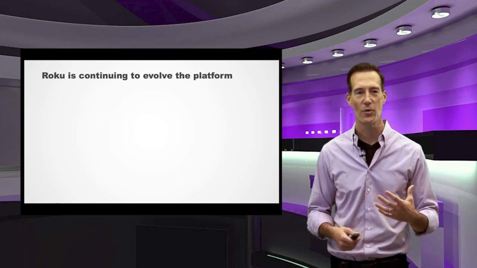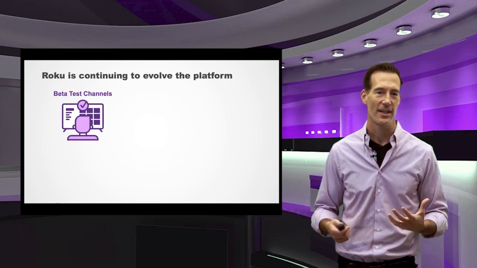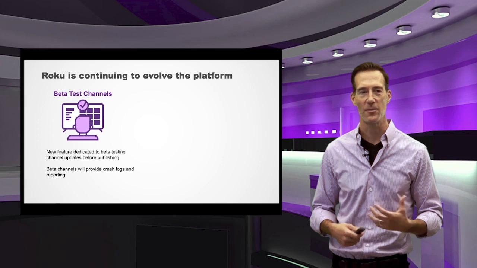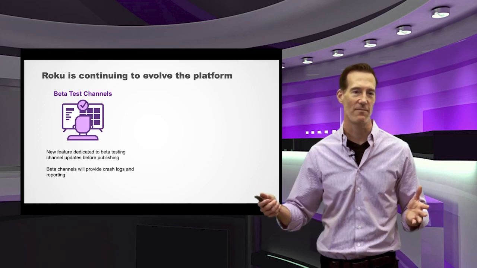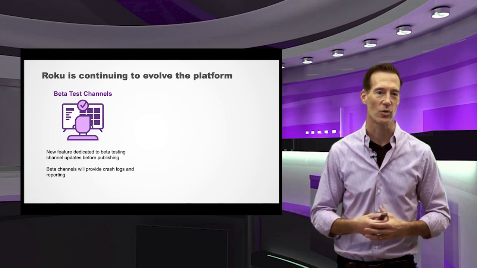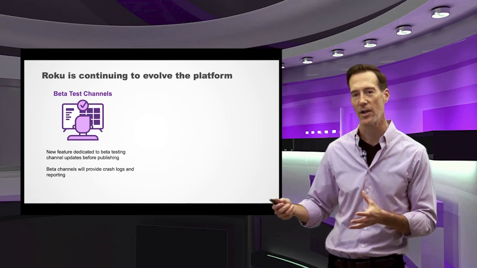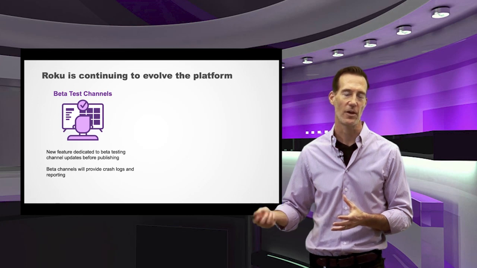And finally, two forward-looking developments that I wanted to share. First, we're making some improvements to beta testing. We're going to make it easier for developers to beta test their channels before they publish them to our 55 million active accounts out there on a worldwide basis. So that will become part of your standard publishing flow.